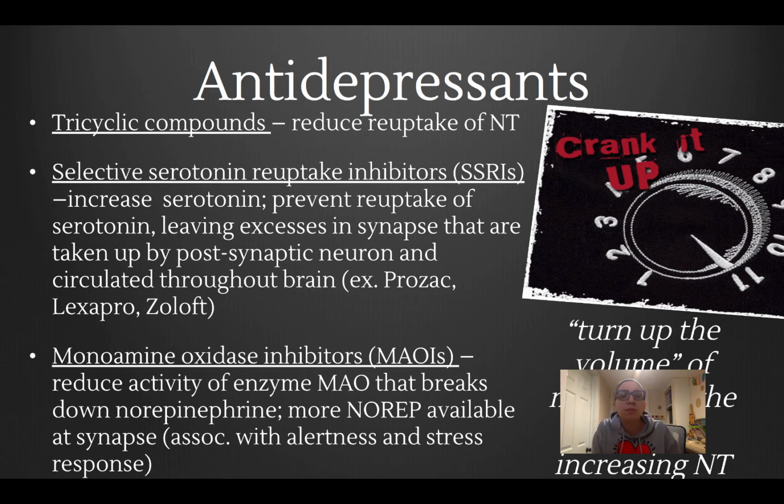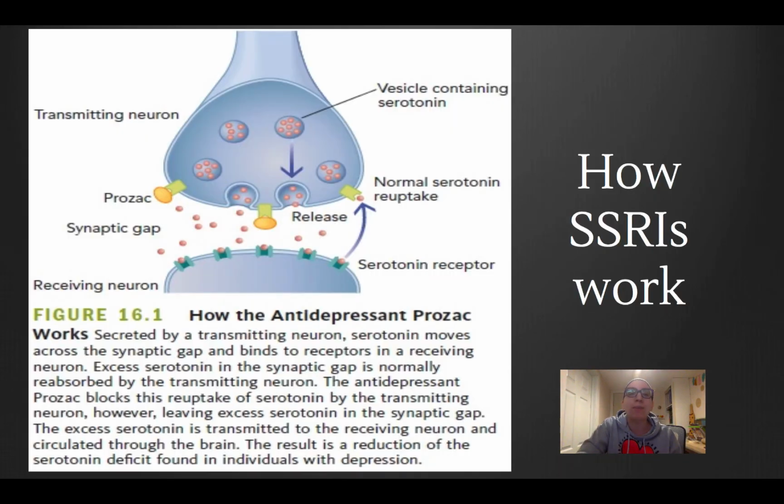But remember that selective serotonin reuptake inhibitors do just that. They inhibit the reuptake of serotonin so that more serotonin is available at the synapse. And there is a correlation between more serotonin available at the synapse and a lessening of depressive symptoms. Examples of SSRIs would be medications like Prozac and Zoloft.